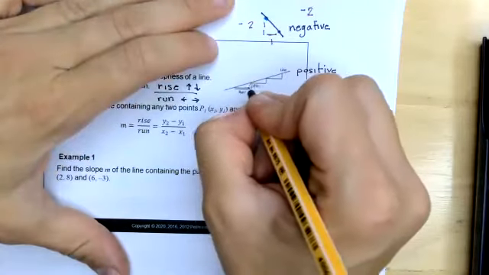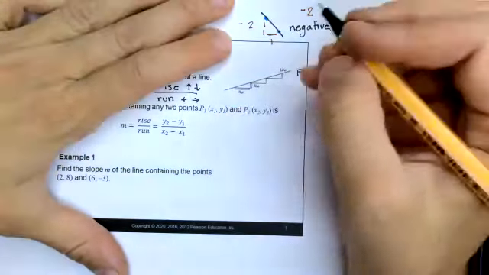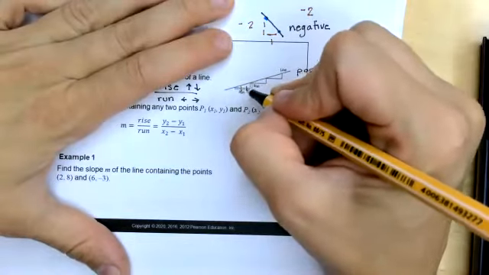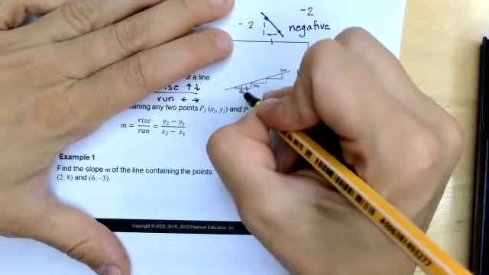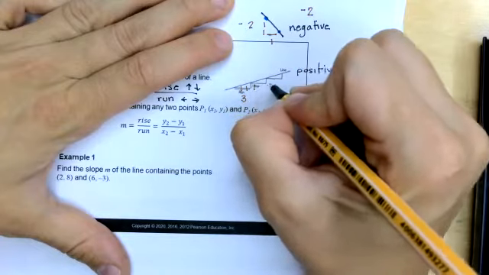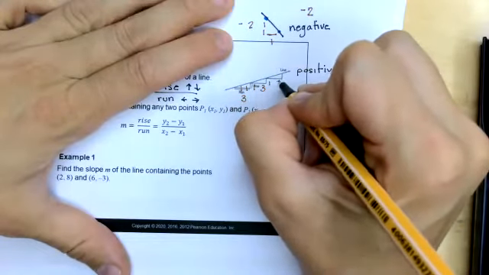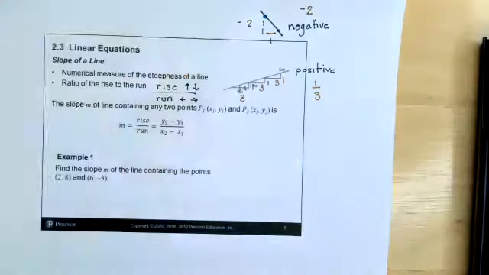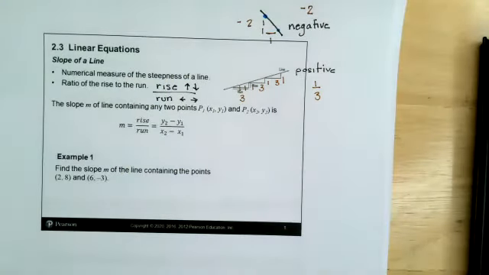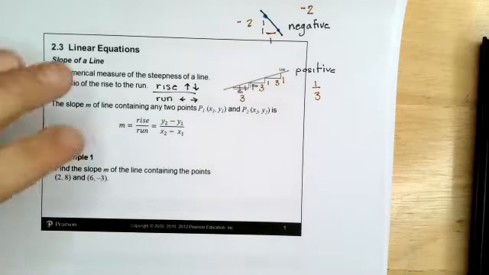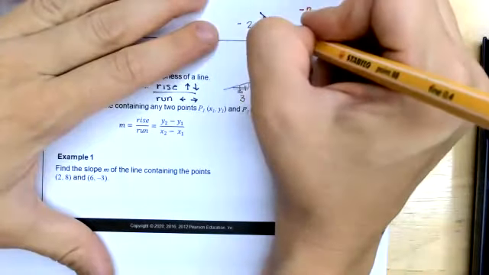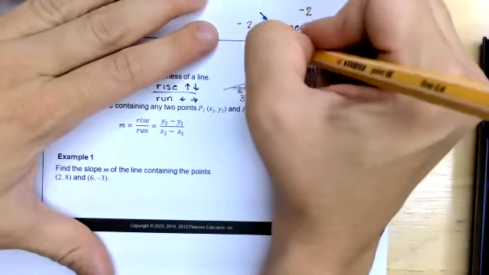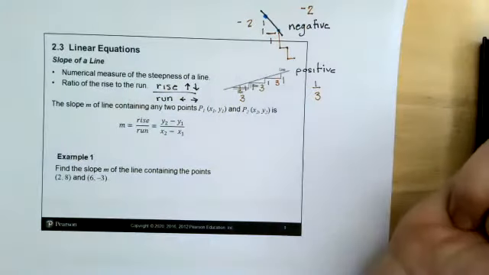Maybe this is 1, 2, 3, up 1 over 3, up 1 over 3, up 1. So that would be a 1/3 positive slope. Up 1 over 3, up 1 over 3. This would be down 2 over 1, down 2 over 1.